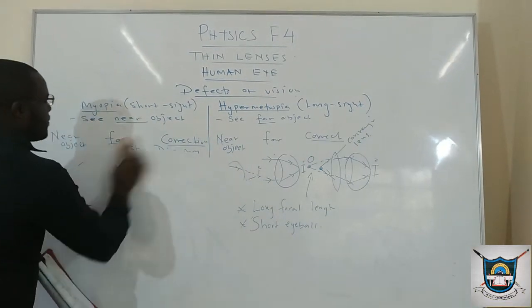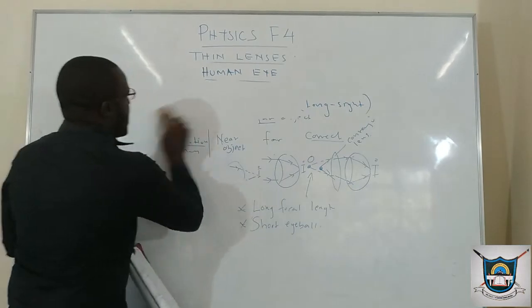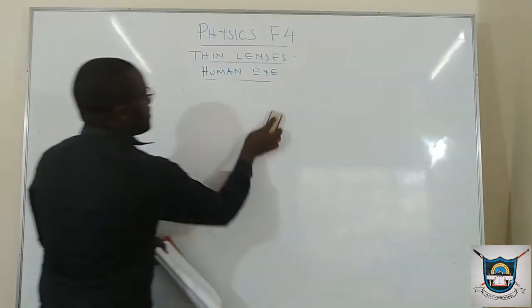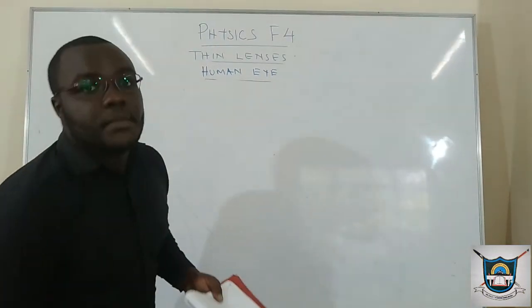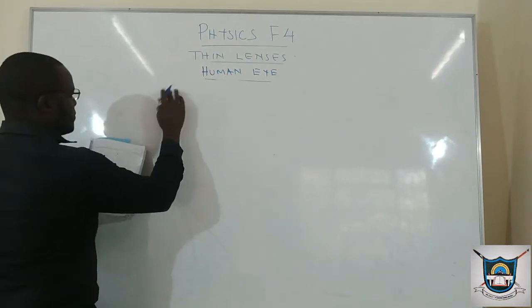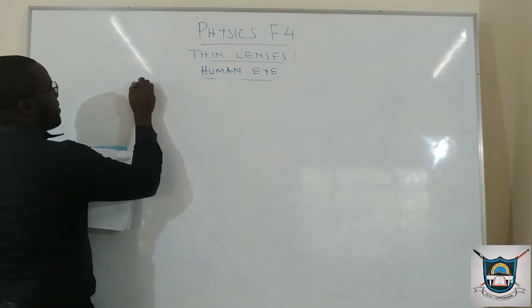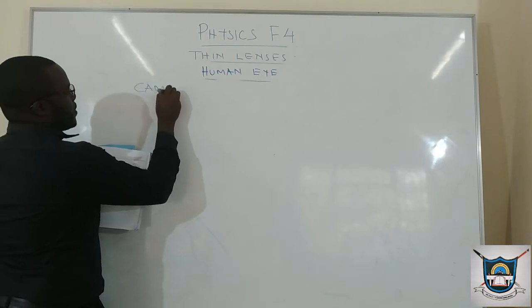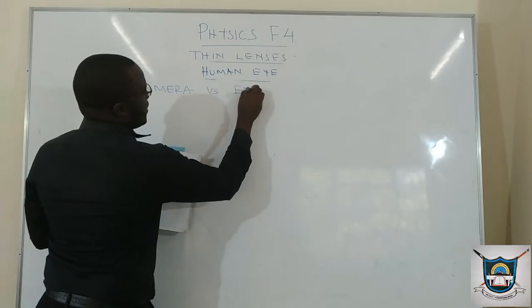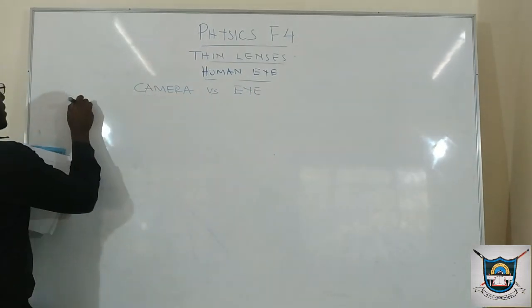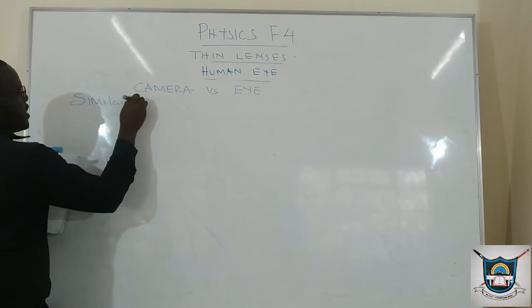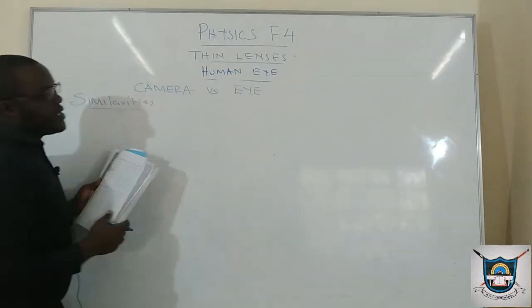Next, we look at what are some of the similarities between a human eye and what we call a camera, because the person who designed a camera had some knowledge of how the human eye works. So, similarities between a camera, like the one that we are recording with, versus the eye. We start by looking at the similarities, and then later we shall look at the differences as we wind up.